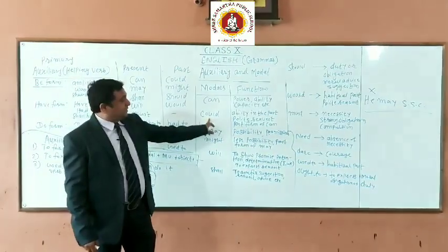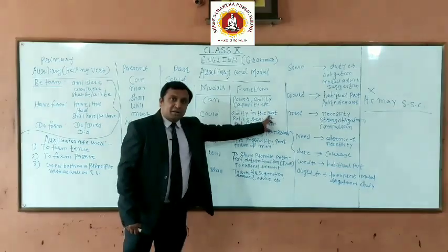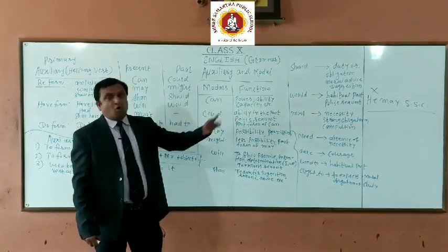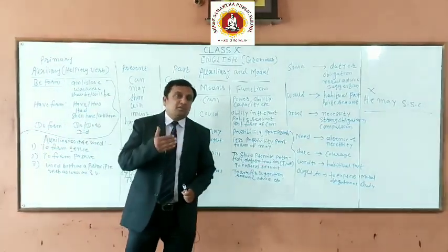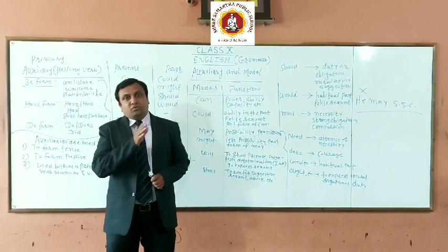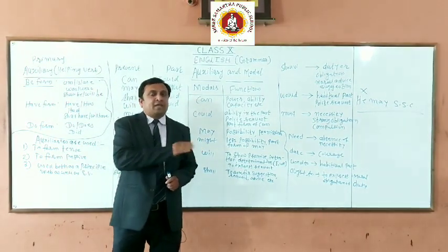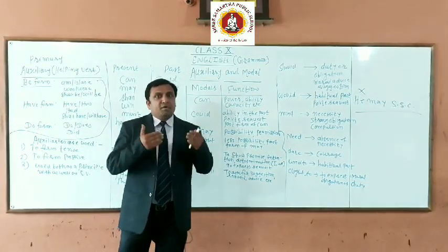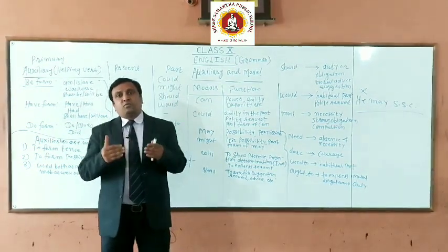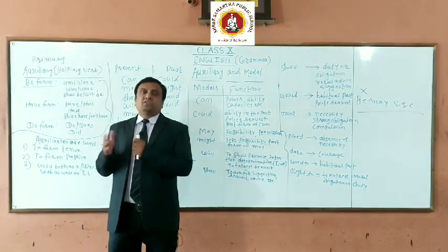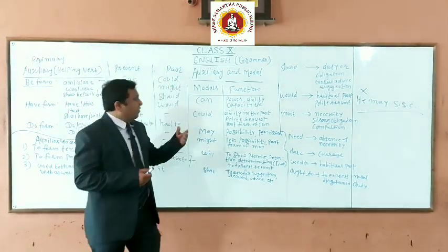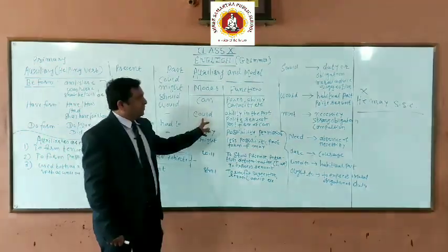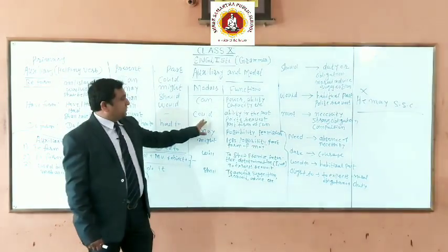Could is used for ability in the past, sometimes for polite requests, and is also the past form of can. So it also expresses ability, but in the past. I want to say, I could run fast when I was in college. So it was my past ability. When we want to convey our past ability, for that purpose we use could.